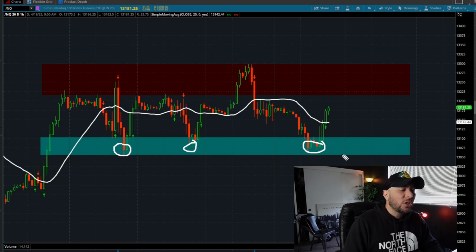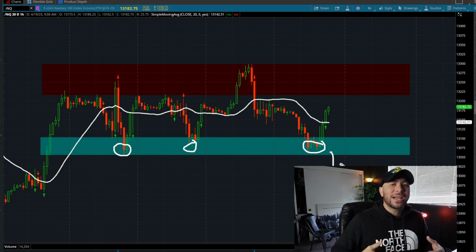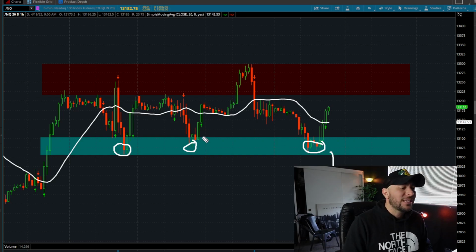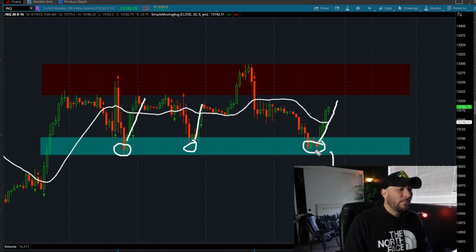If you can start to load up a position and hold through that initial one to two hours of choppy action, a little bit of drawdown, as long as we don't get a close underneath this demand zone, and you can sit through that pain tolerance, these are your first initial big moves. Look at the moves that come when we do come out of the bottom of the range.